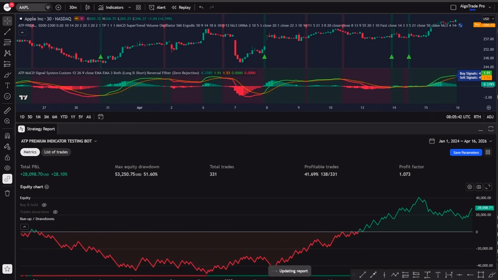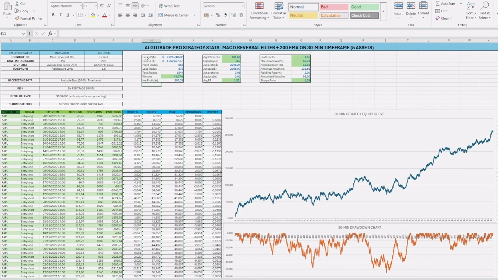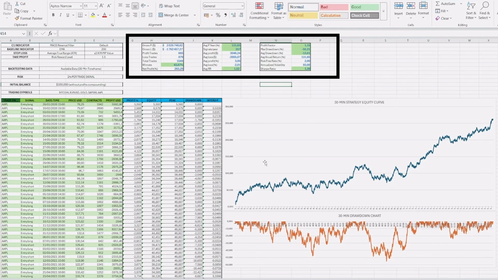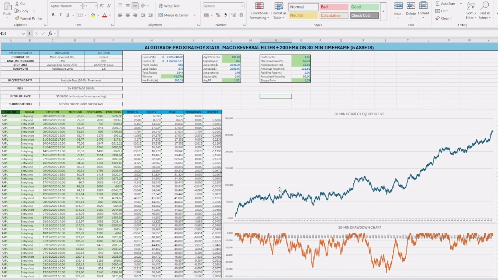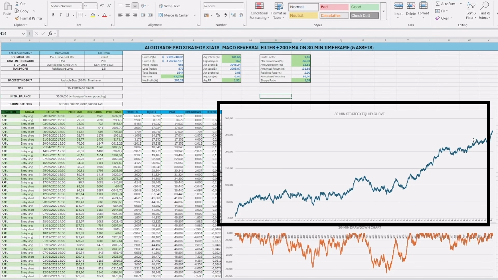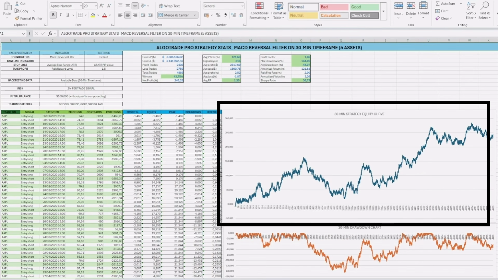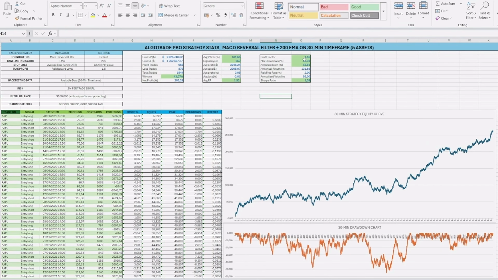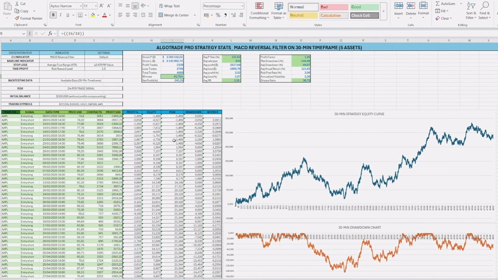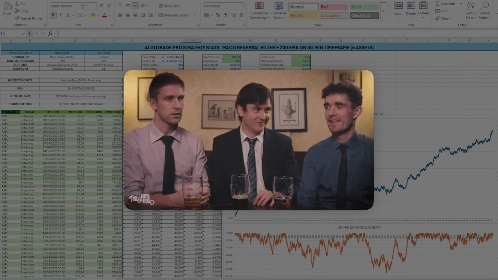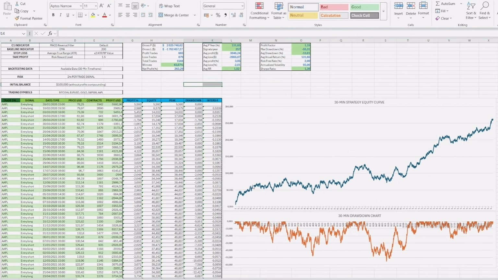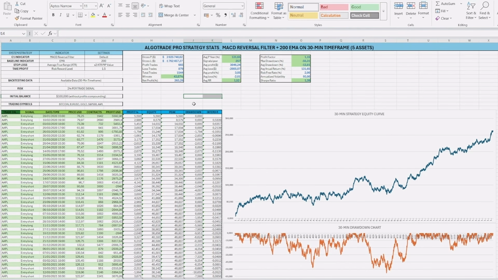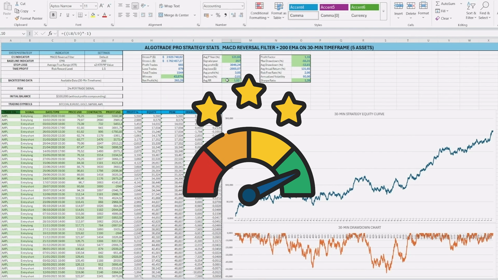Once we look at the results, we can immediately notice an improvement. The equity curve is much cleaner and overall more stable compared to before. The drawdowns are reduced, and interestingly, even with fewer trades, the total profit actually increased. But I still think we can do better, because even though the system is more stable, there is still room to improve the win rate and overall performance.